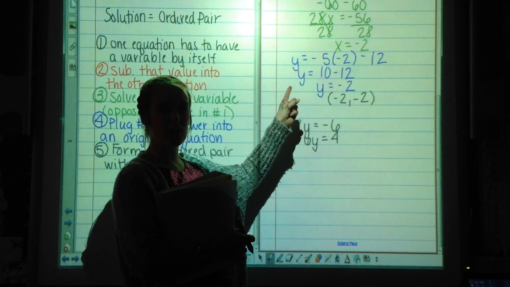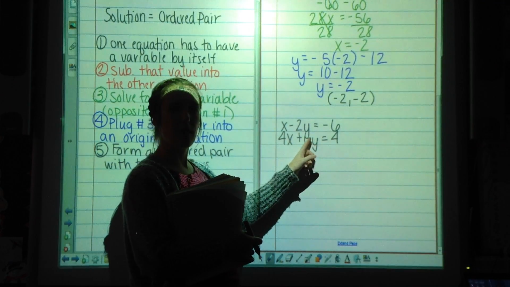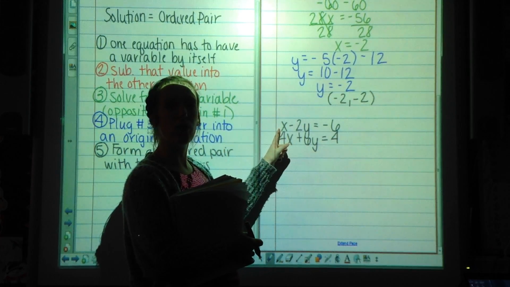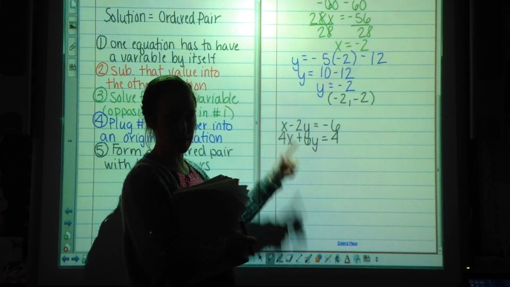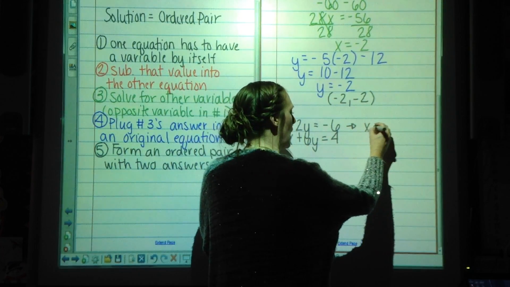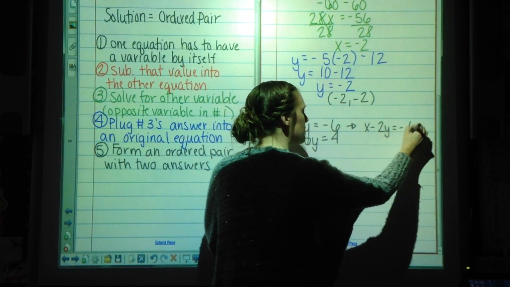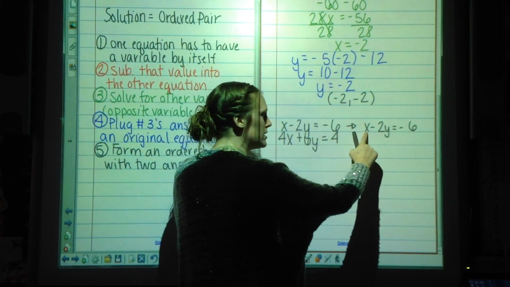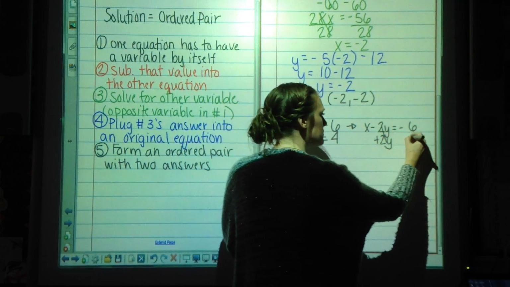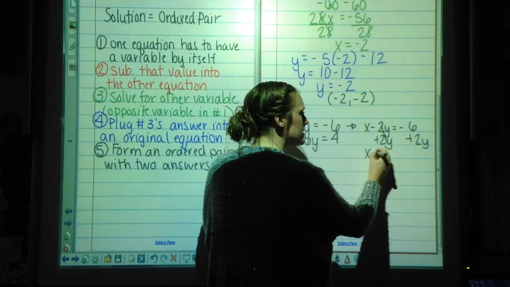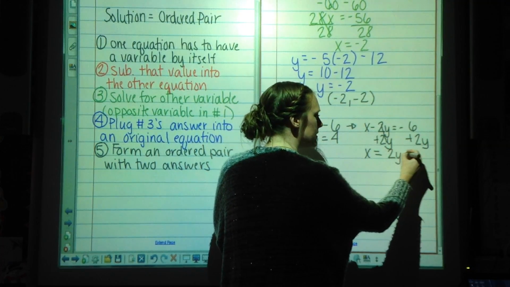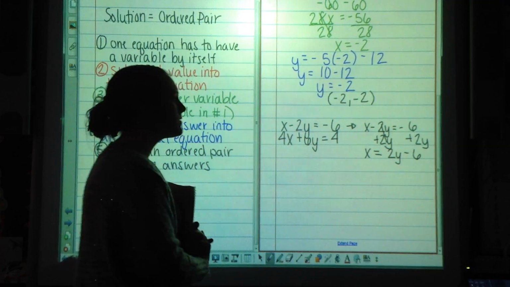So my tip before is you can solve for any variable here to get it by itself, but to make it easier on yourself, you're going to want to solve for the variable that has no coefficient out front. So I'm going to solve for this x this time. I'm going to take this first equation and move it around so I have a variable by itself. I'm going to keep this x by itself, so I want to move this to the other side. So I get x equals, I'm going to put 2y first, -6. Now there's a variable by itself.